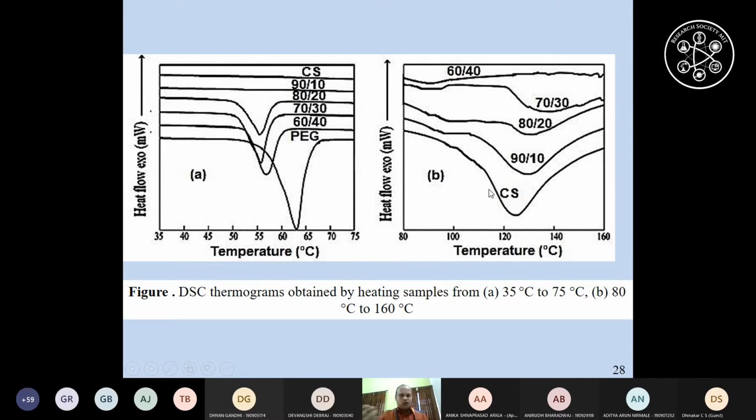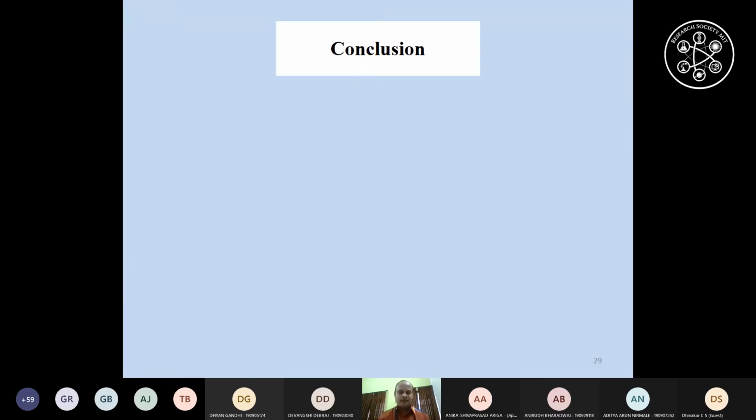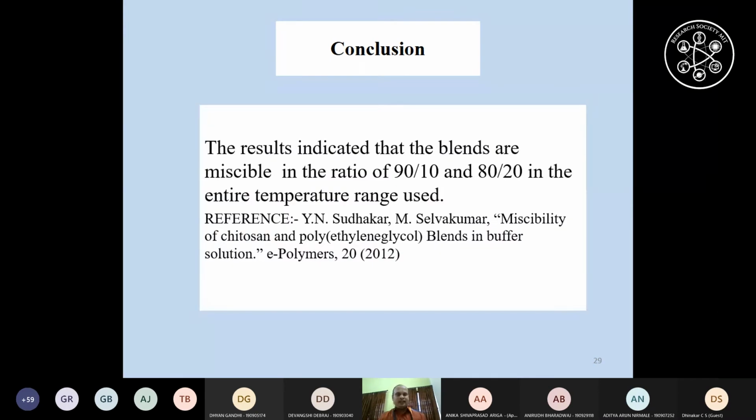So we did it at two different temperatures and we can come to conclusions, and our theoretical calculations exactly match the practical calculations. The results indicate the blends are miscible in 90:10 and 80:20 in the entire temperature range.